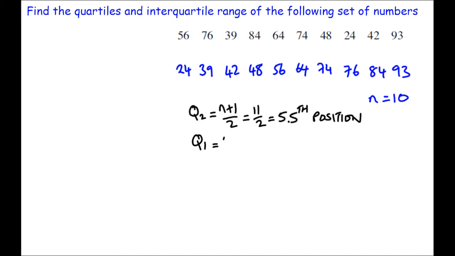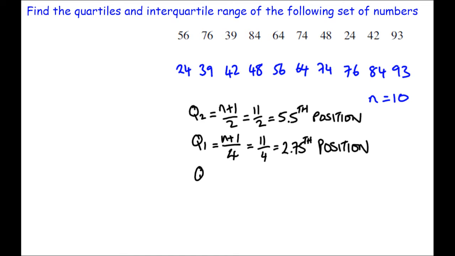The lower quartile, Q1, is going to be located 1/4 of the way along. So I'm going to do n plus 1, but this time divide by 4. The median was halfway along. Q1 will be 1/4 of the way along. So once again, 11 divided by 4, that gets us the 2.75th position.